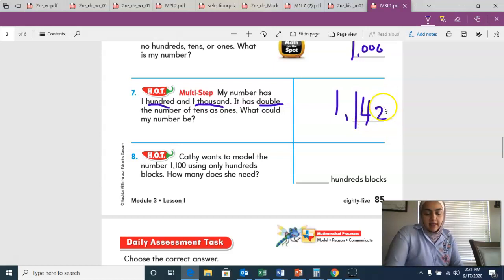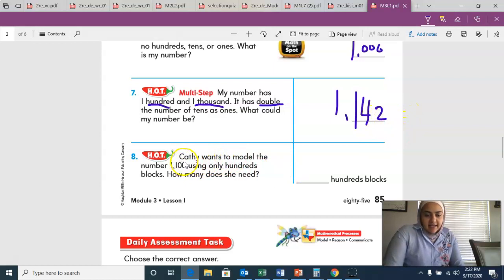If you would have chosen another number in the ones place, not 2, you could have chosen 3, 4, 5, 6. If you chose 3, then what's 3 plus 3? 6. That means the tens is going to be a 6. If you would have chosen 4, 4 plus 4 is 8. This would have been a 4, and this would have been 8. But I just chose 2 for simplicity. You can do the same.